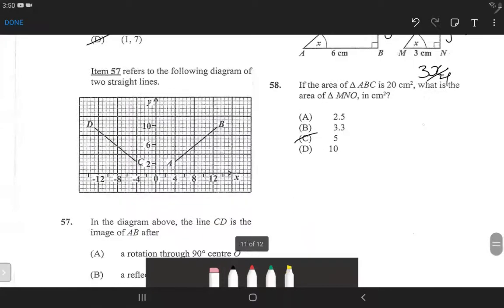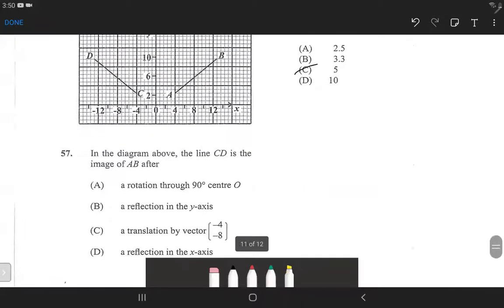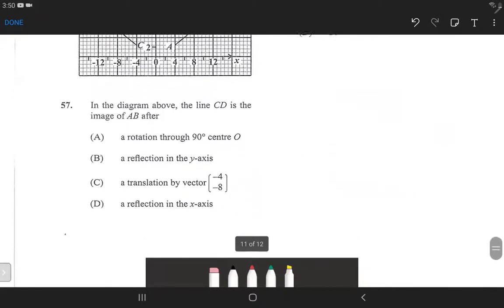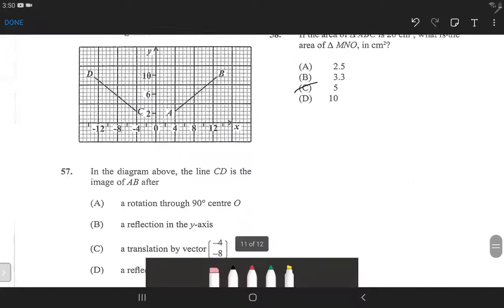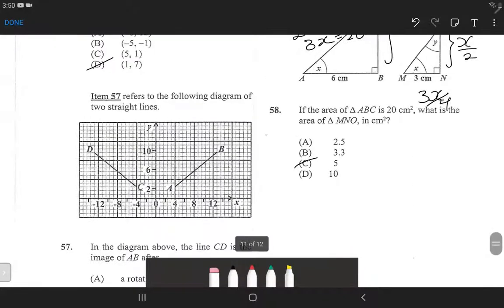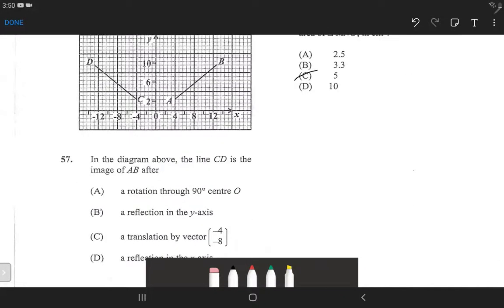All right, and finally, 57. In the diagram, the line CD is the image of AB after what? Well, it's just a reflection in the y-axis.